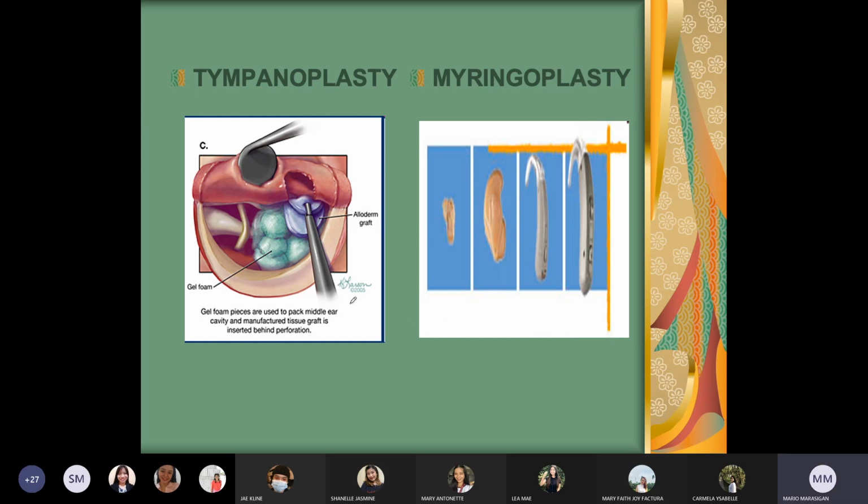Okay, so this shows the process for how to do tympanoplasty. Ito yon, may butas, then nilalagyan nila ng graft. So, kung sa iyong sarili mo kinuha yung pang-graft, ang tawag ay autograft. Auto means itself.